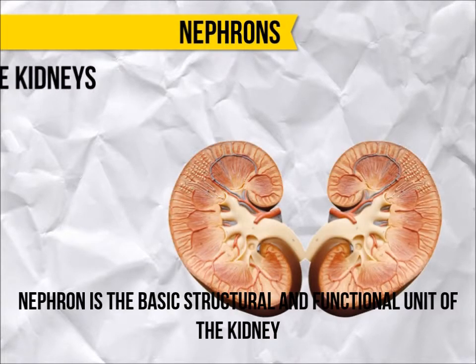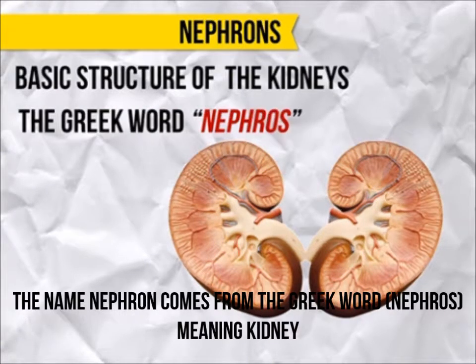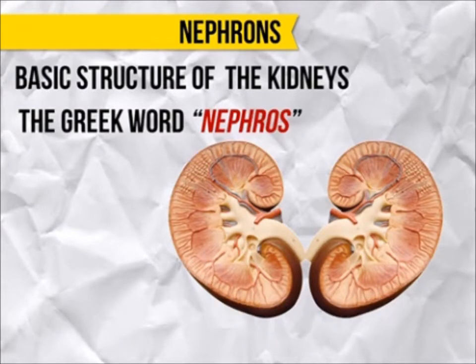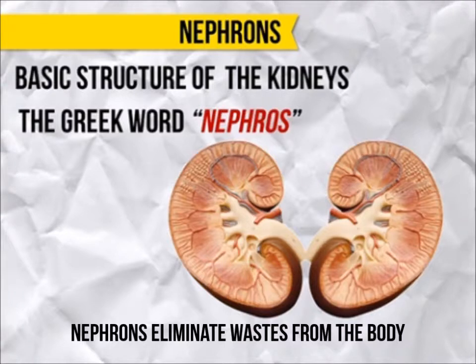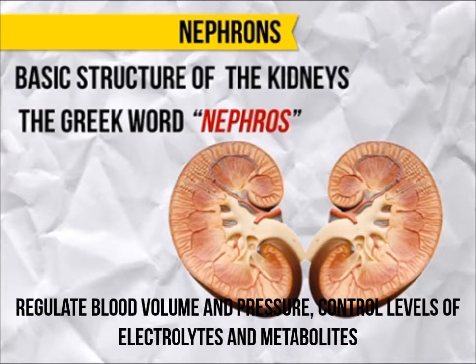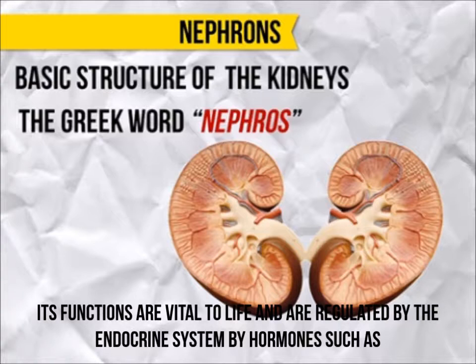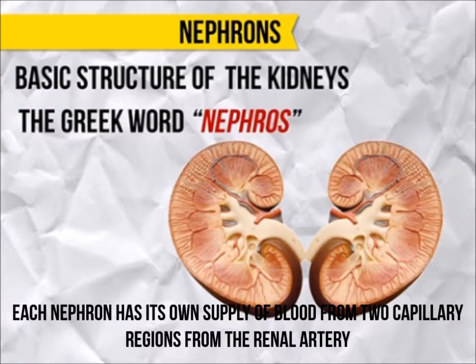Nephrons. A nephron is the basic structural and functional unit of the kidney. The name nephron comes from the Greek word nephros, meaning kidney. Its chief function is to regulate water and soluble substances by filtering the blood, reabsorbing what is needed, and excreting the rest as urine. Nephrons eliminate wastes from the body, regulate blood volume and pressure, control levels of electrolytes and metabolites, and regulate blood pH. Its functions are vital to life and are regulated by the endocrine system by hormones such as antidiuretic hormone, aldosterone, and parathyroid hormone. Each nephron has its own supply of blood from two capillary regions from the renal artery.